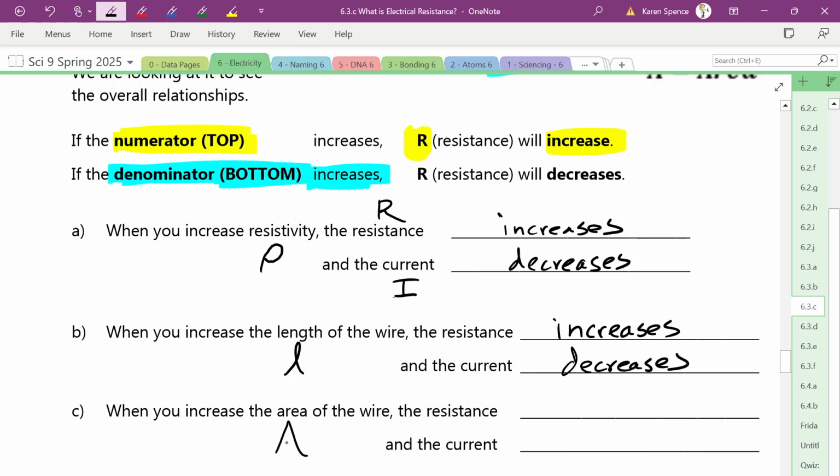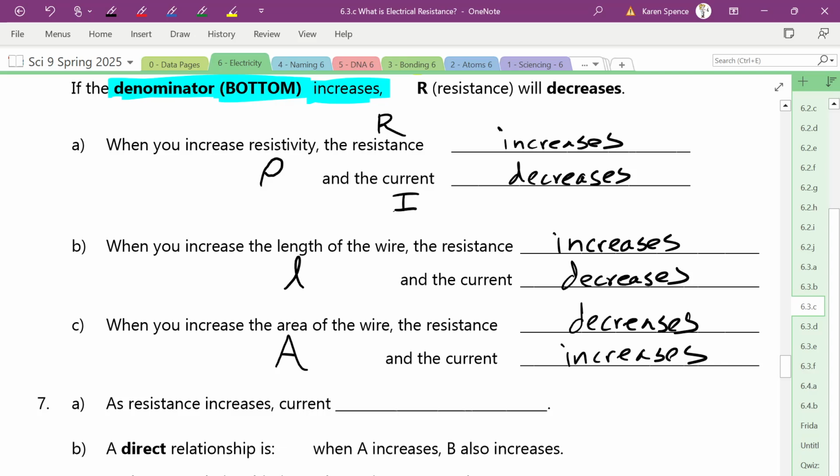If you increase the area of the wire, what happens to the resistance? The resistance decreases and the current increases. So basically, anytime the resistance increases, the current decreases. Tell your partner: every time the resistance increases, the current decreases.